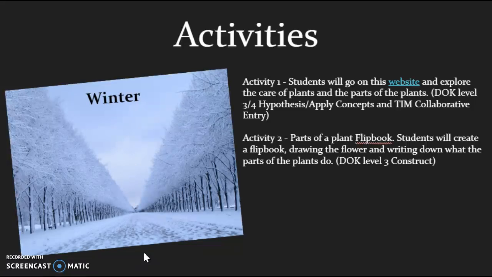and see how it grows and what happens when you give it water and then what happens when you don't. And then activity 2 is parts of a plant flip book. So students will create a flip book drawing the flower and writing down what the parts of the plants do, which is a DOK level 3 construct.